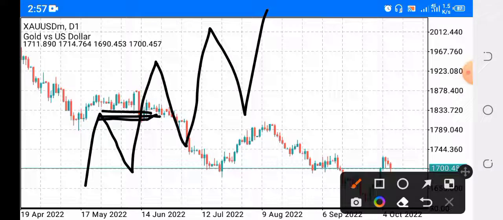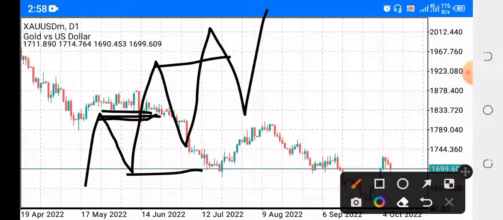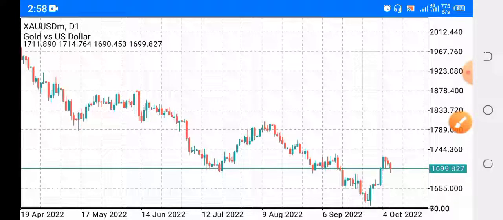Coming down, failing to break this zone, going back to break this zone, this is called an uptrend market. The market is just moving upwards. So this is an uptrend. This is an example of an uptrend.